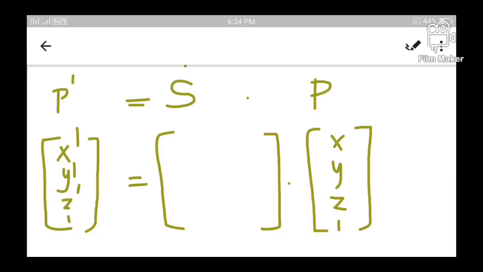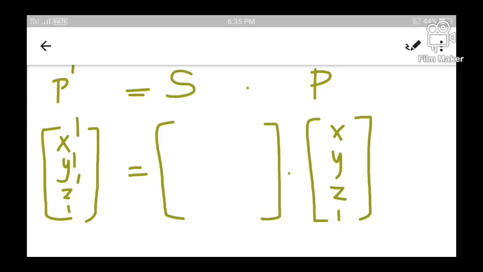Now let us write the matrix for P dash. What is the matrix for P dash? If P is equal to X, Y, Z and 1, P dash will definitely be equal to X dash, Y dash, Z dash and 1. Okay. Now these two are column matrices. What about S? S is the scaling matrix, and this is a square matrix. That means a matrix where the number of rows and columns are equal. Okay, so let us now write the scaling matrix.